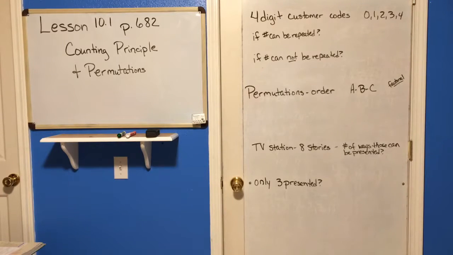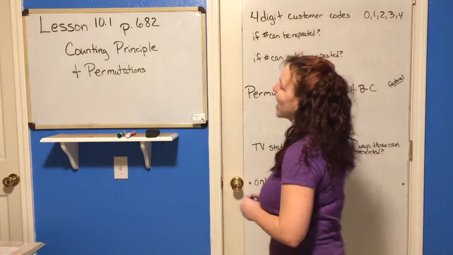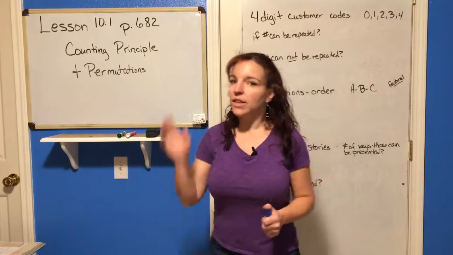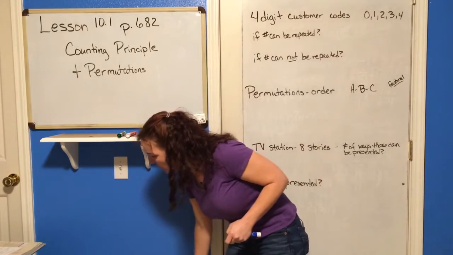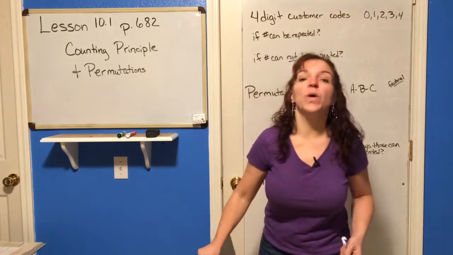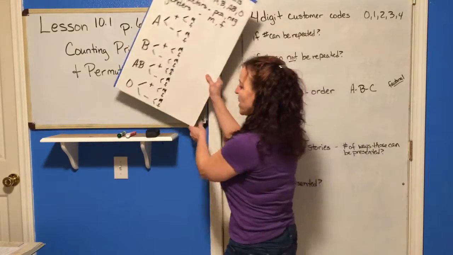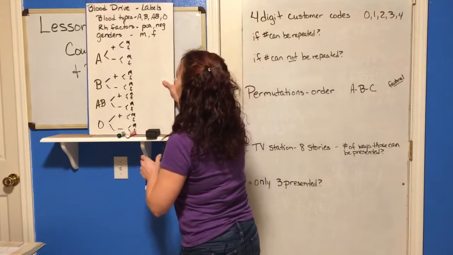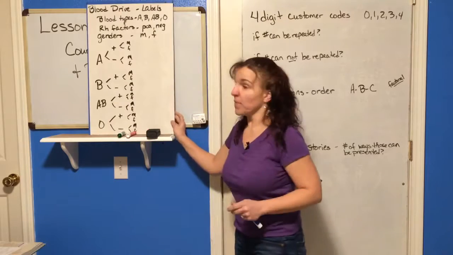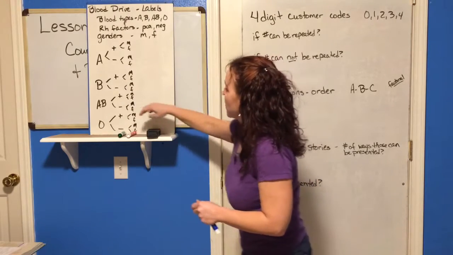Section 10.1, the counting principle and permutations. Let's jump right in. Permutations and counting have to do with probability and how many choices you have in a certain situation. So let's have this situation here.